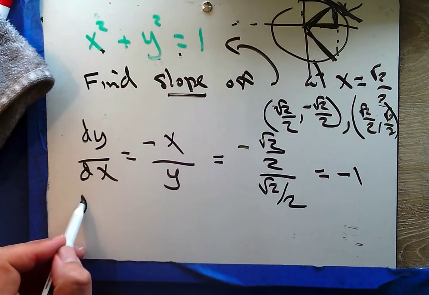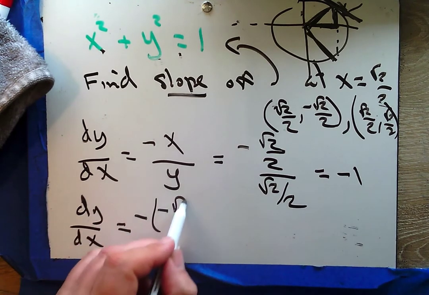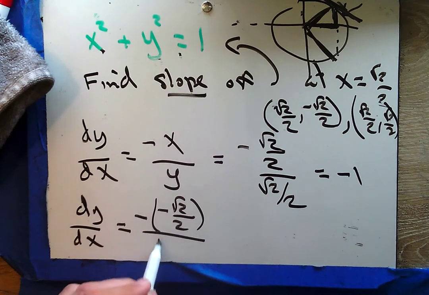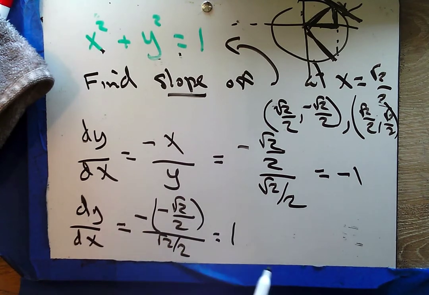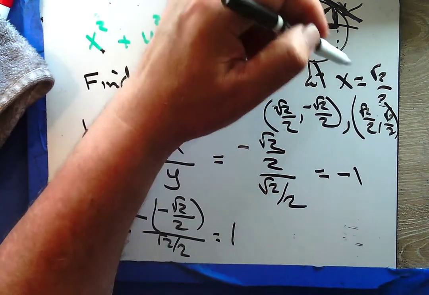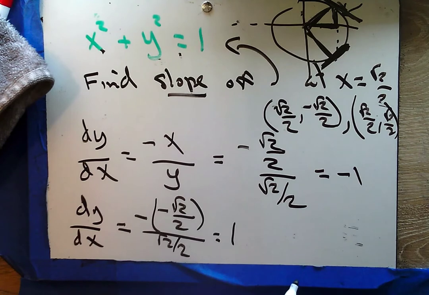And then if I plug in that other ordered pair, negative root 2 over 2 over root 2 over 2, a negative times a positive is positive, and I end up with positive 1. Can we believe that the slope over here is positive 1? Sure, I can believe that.